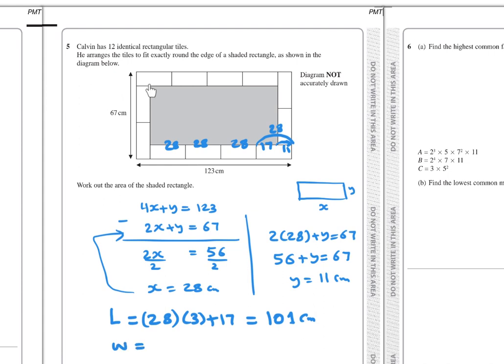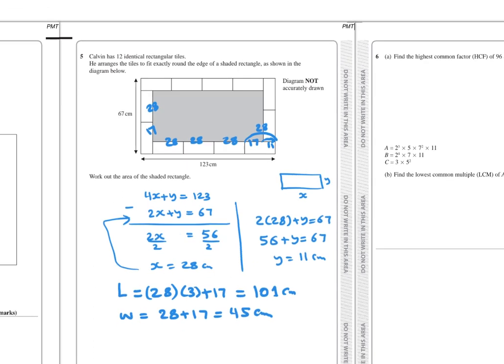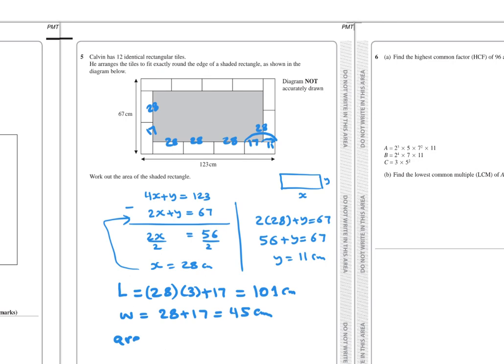And in the same way, you can find the width. The width is x plus that one, which is x minus y, so 17. So 28 plus 17 equals 45 centimeters. Now the area of the shaded rectangle equals 101 times 45 equals 4,545 centimeters squared.